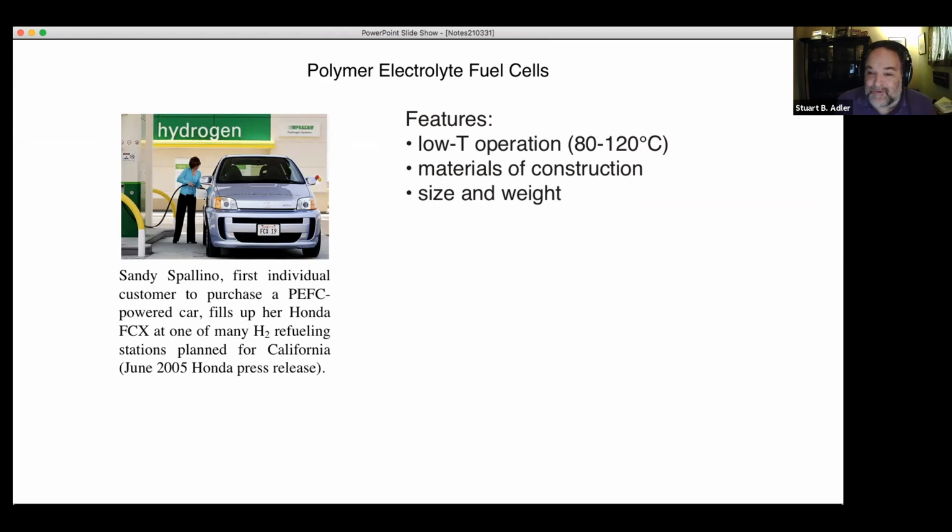The materials of construction tend to be less expensive because you're talking about ordinary temperatures. And so you can make things out of metal or things that you would normally make automotive components out of. It's pretty straightforward. The size and weight of these fuel cells is very favorable. They're lightweight. They're relatively small for the power density that they can produce. And so not surprisingly, that has been a major focus for automotive transportation. And that's what you see on the left, a picture of a Honda fuel cell based car that you fill with hydrogen and then it runs on hydrogen gas.